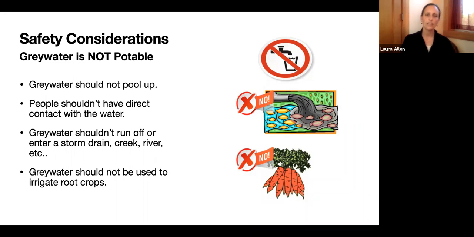And lastly, gray water it's not potable. It could have germs in it. So we don't want people to ingest it directly, and therefore you're not allowed to irrigate root vegetables with gray water. You can water a fruit tree because the food's above the ground, the water's below the ground, but you can't water a carrot.